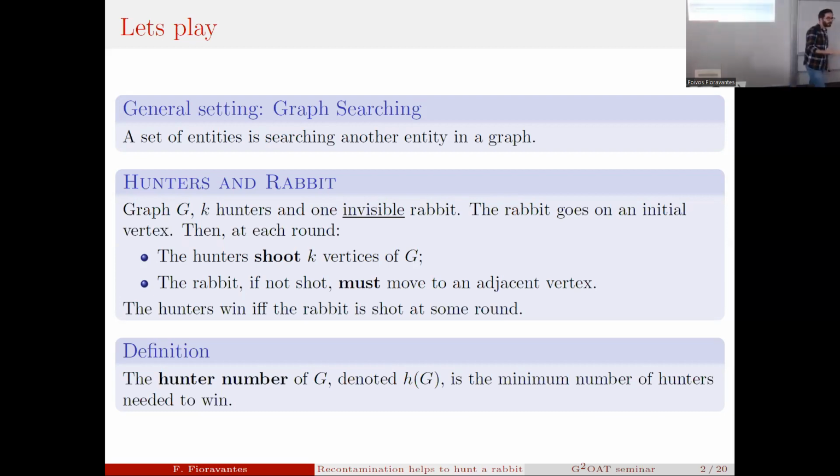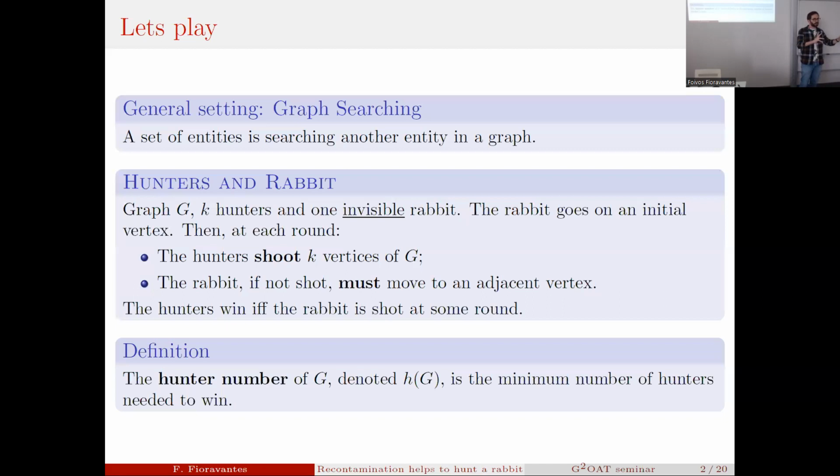There is a graph. There is an invisible rabbit hiding inside a vertex of the graph. We have a set of K hunters, which communicate, and in each round, they decide we are going to shoot on these K vertices. They can shoot fewer than K vertices if two of them shoot the same vertex, but that makes no sense. So in every round, K vertices of the graph are shot.